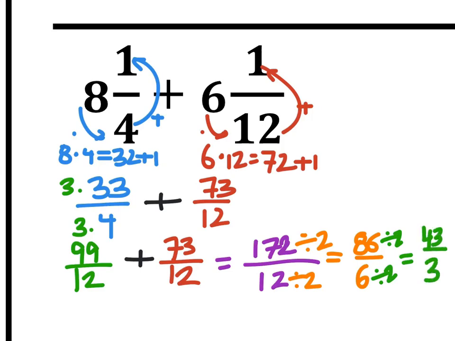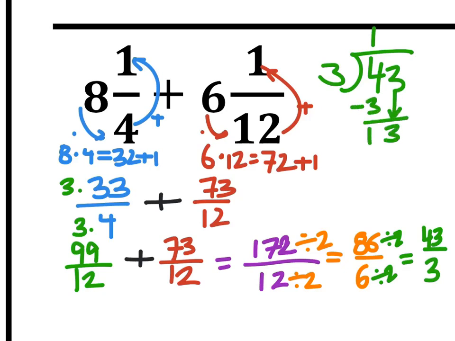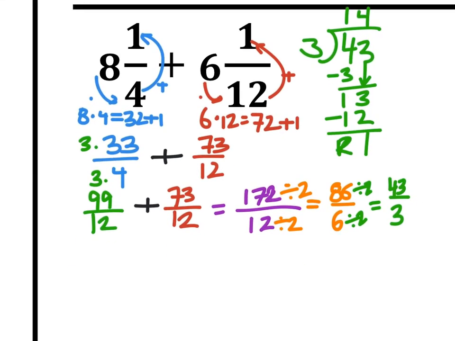That's going to be a lot easier when I go to my long division, right? 43 divided by 3. 3 goes into 4 one time, so I'll subtract that out. We got a 1. Bring the 3 down. 3 goes into 13 4 times. 4 times 3 is 12. And now I have a remainder. That's an R, by the way. A remainder of 1. So my final answer on this one, let's go ahead and write it out.